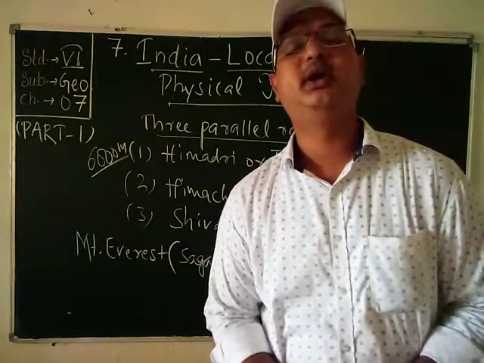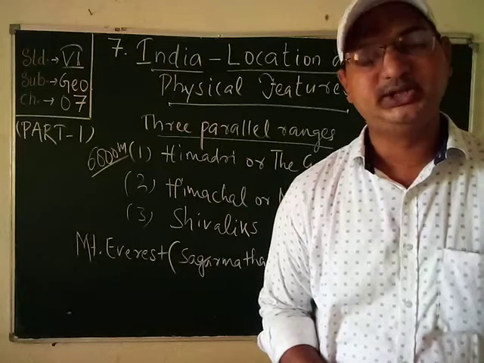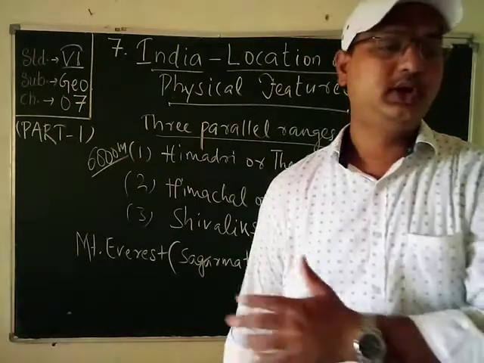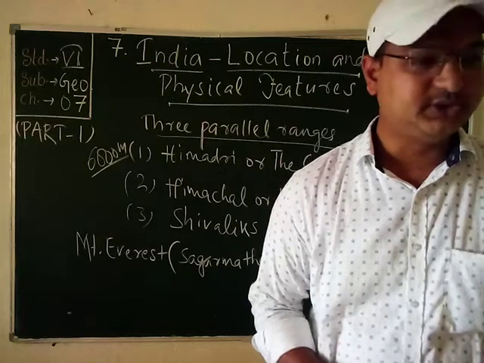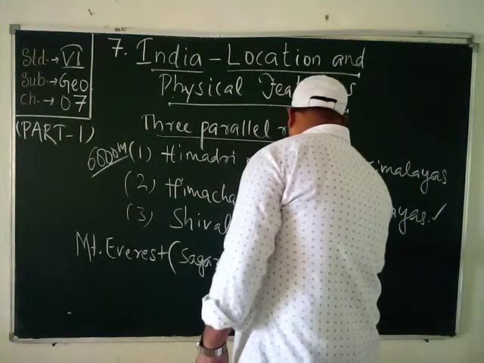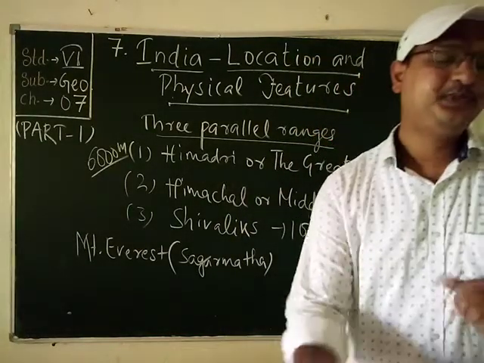Next students, Shivaliks. So what are Shivaliks? The Shivaliks, the southernmost range which runs from Jammu to Nepal. Students, just look, it is not a continuous range. Its average height is 1000 meters above sea level.